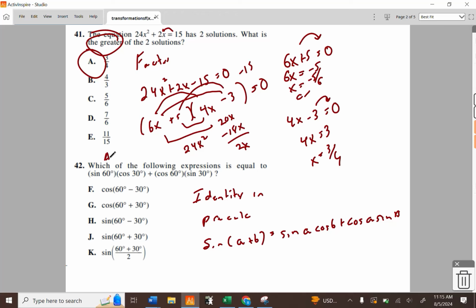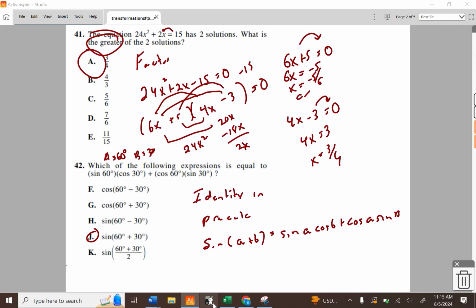So alpha is going to be 60 degrees and beta is going to be 30 degrees. Now, I don't expect the average algebra 2 kid to memorize this. I don't. But it's going to be J. Here's what we hope that the average algebra 2 kid does on ACT day.